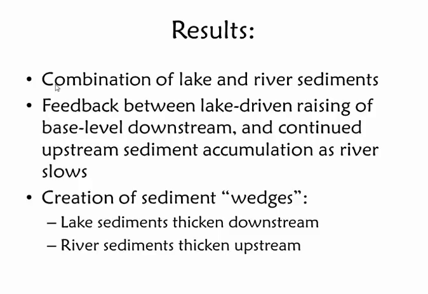So we presume this is a combination of lake and river sediments, and we think it's probably being driven by a feedback between lake-driven rise in base level downstream that's slowing stream velocity, as I mentioned earlier, and driving this continued sediment accumulation upstream. So we've got this cool idea of the creation of sediment wedges, with the lake sediment wedge that thickens downstream, and superimposed on top of that, a river sediment wedge that thickens upstream.